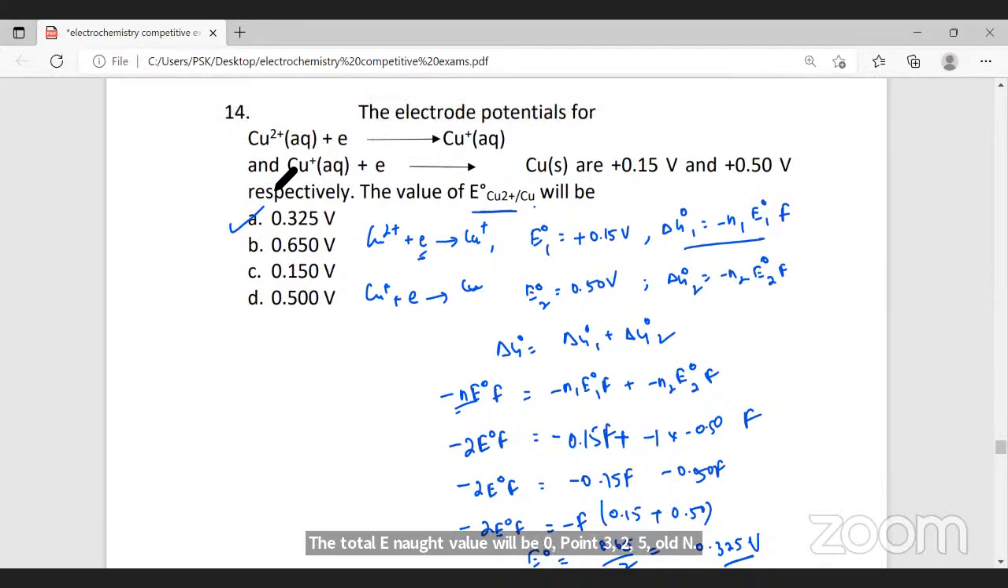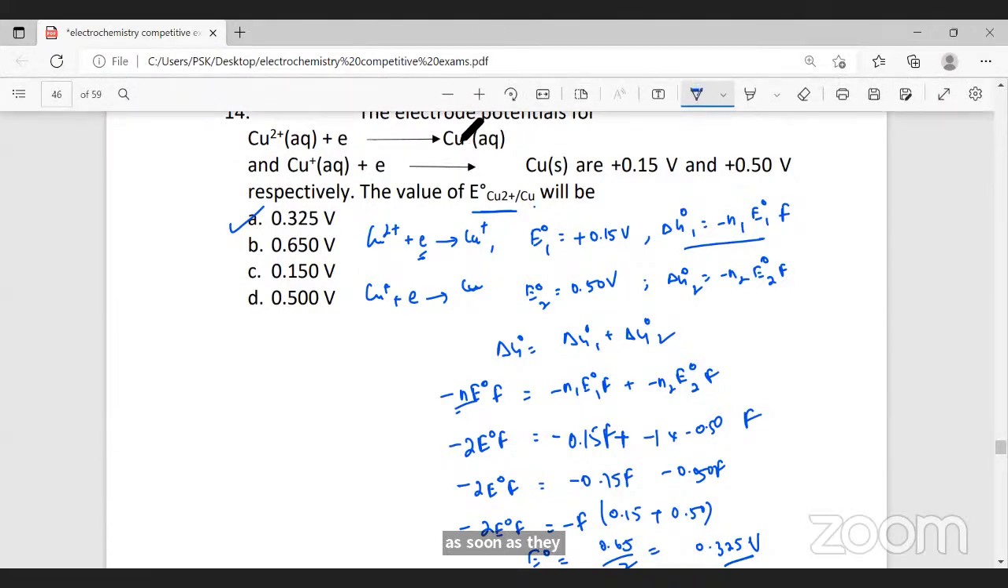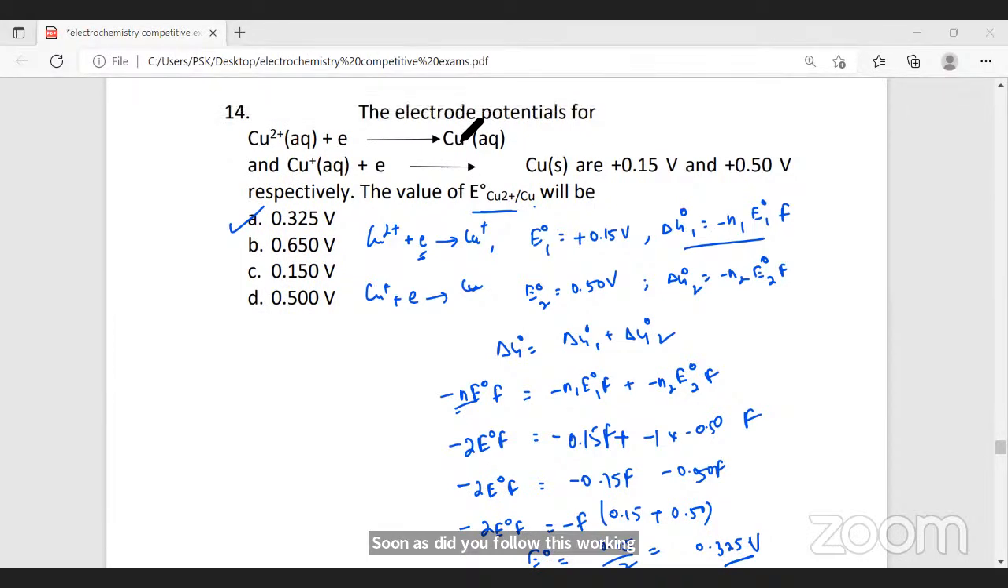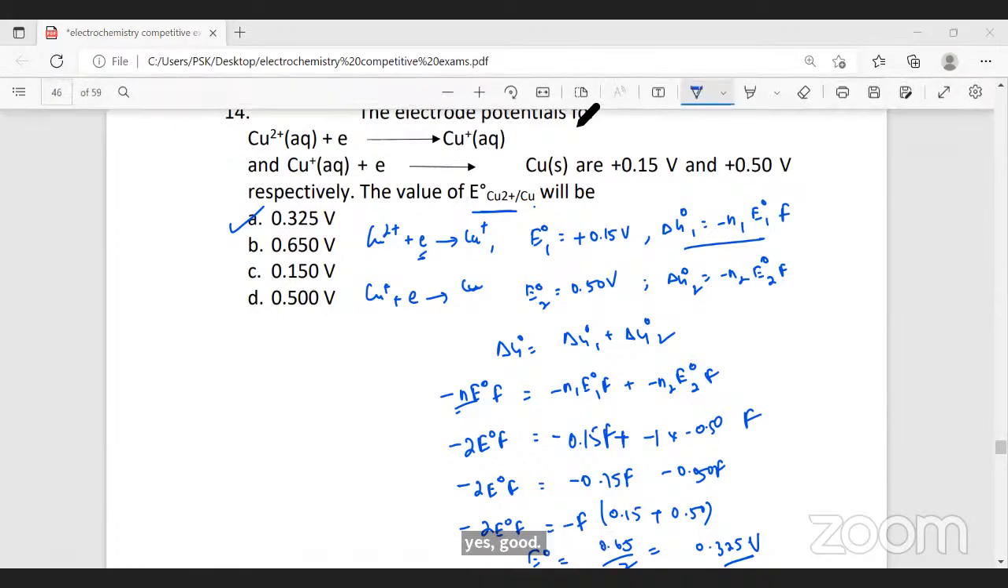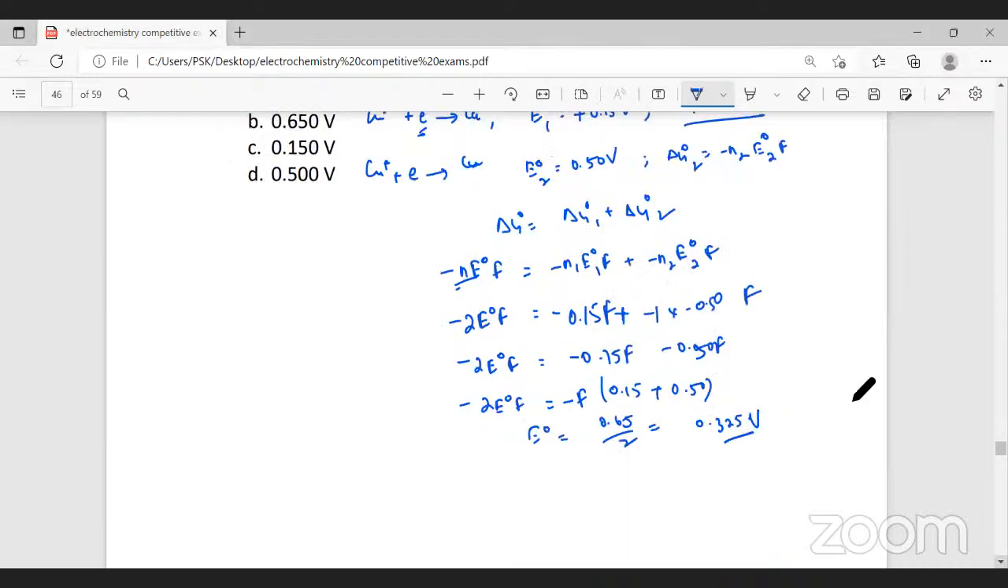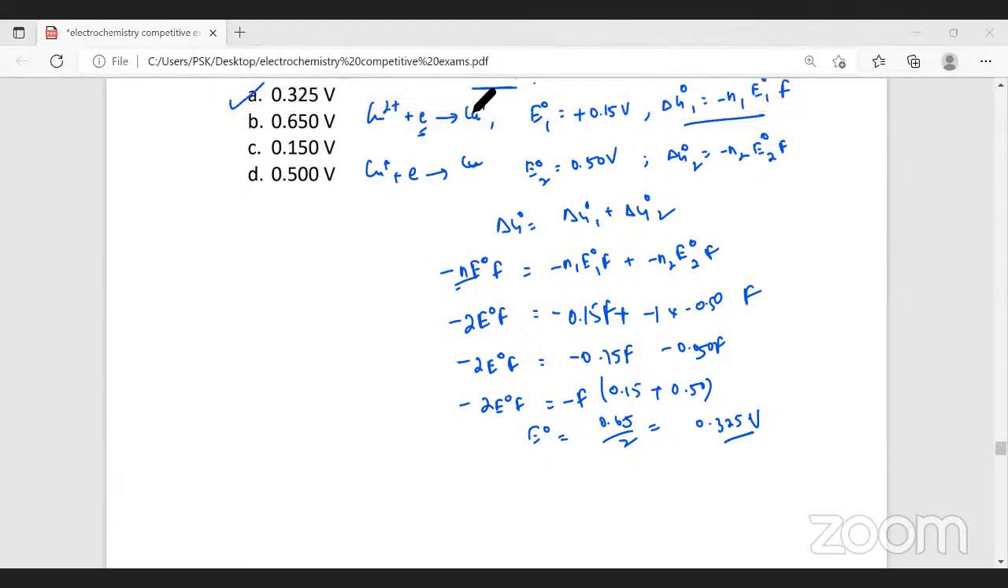Did you follow this working? Students, did you follow this working? Dhanlakshmi, Tanushree, yes, followed. Others? Yeah, okay. Vaishnavi, okay, God bless you. You don't answer me, right? Yeah, Vaishnavi, yes. Tanushree.